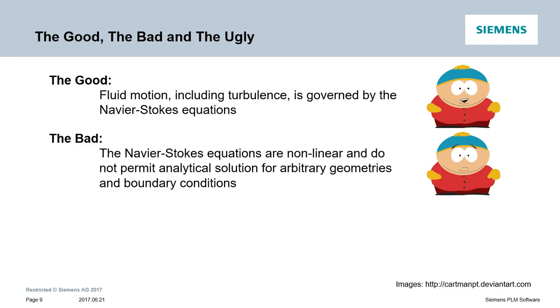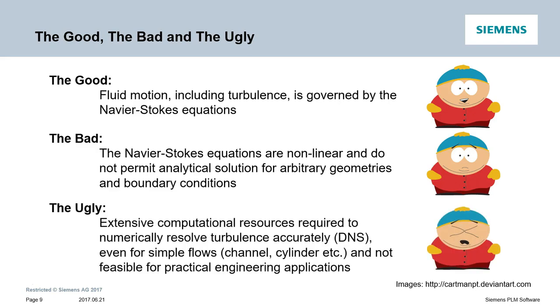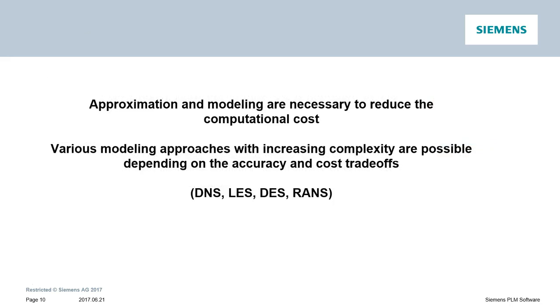We do it all the time for similar problems in mathematics, physics, economics. But the ugly part is extensive computational resources are required to numerically resolve turbulence accurately, even for simple flows like flow through a channel, flow around a cylinder, and hence not feasible for practical engineering applications. A recent estimate is that even if the compute power continues to increase at the current rate, a fully resolved calculation of an aircraft will not be feasible for the next 70-80 years. What does that mean? That means some level of approximation and modeling is necessary to bring down the computational cost, hence the need for turbulence modeling.